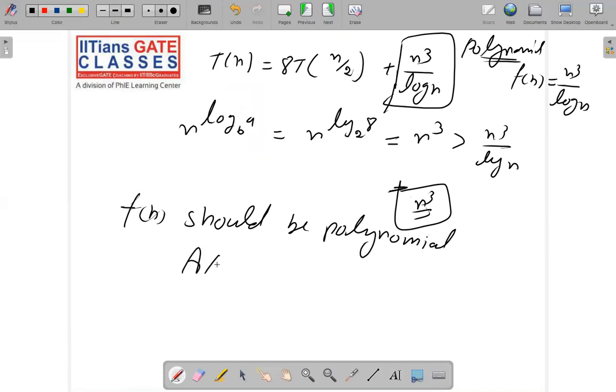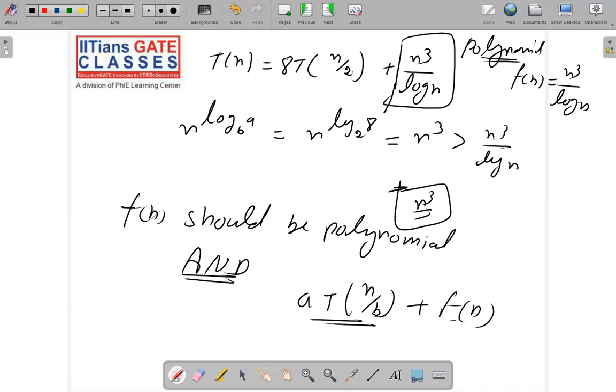And the other term should be in the form of this. It should be this one plus f(n). The format should be like this, and f(n) should be polynomial. Then only we can use the master theorem. Otherwise, we cannot use the master theorem, and you may end up writing the wrong value in the examination. So remember this constraint that f(n) should be polynomial.